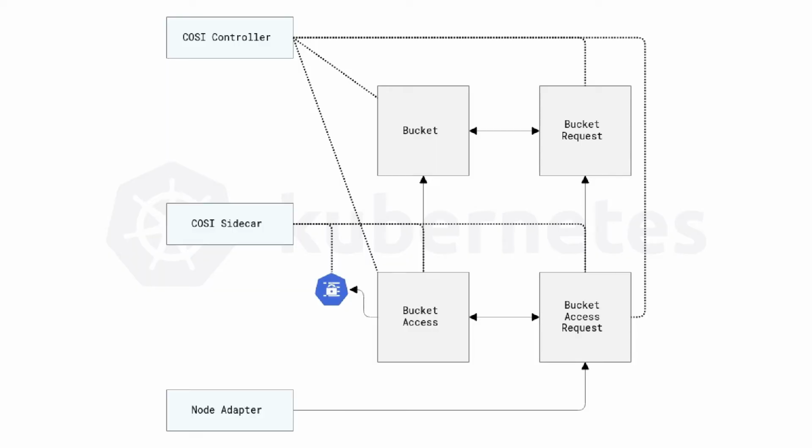We can examine the relationship between objects. Dotted lines here represent where components watch or manage resources, and arrows indicate where resources have references to each other. As you can see here, an application pod will refer to a bucket access request, which contains a reference to a bucket access. The node adapter will access the credential secret through the aforementioned bucket access. Additionally, the controller is watching all new bucket requests and bucket access requests, and it's going out and creating the buckets and bucket accesses as needed.